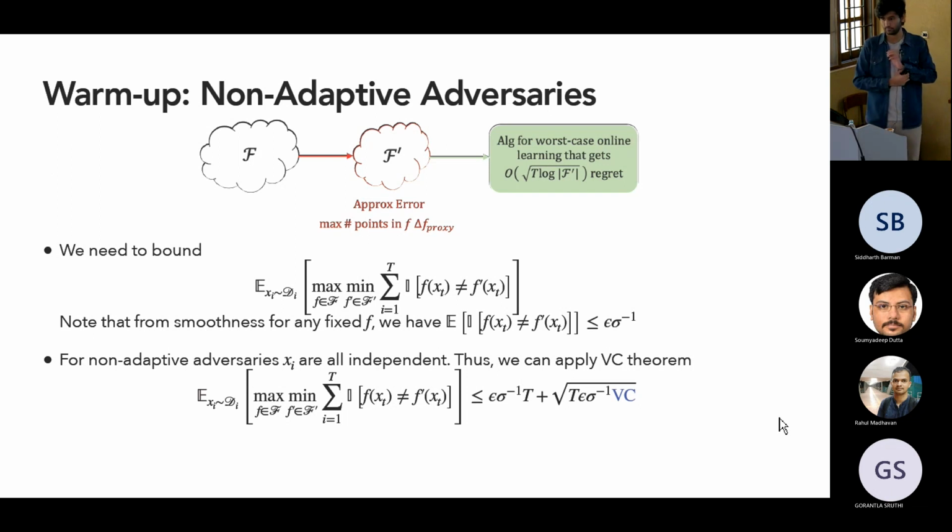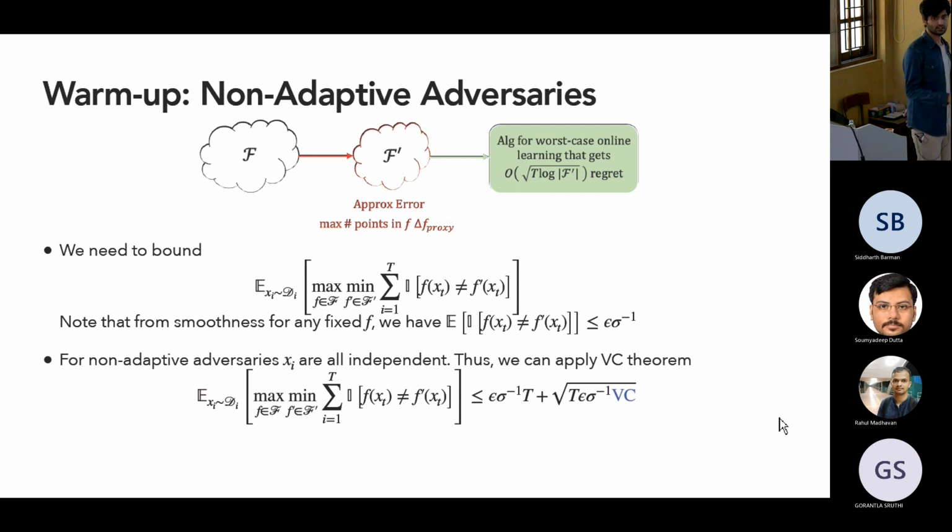So this is already order T, so it's not... Oh no, there's an epsilon in front of the order T. I get to pick epsilon. Yes. How large is this f prime? f prime will have size 1 over epsilon to the d, 1 over epsilon to the VC dimension. So log of that is like VC dimension times log 1 over epsilon.